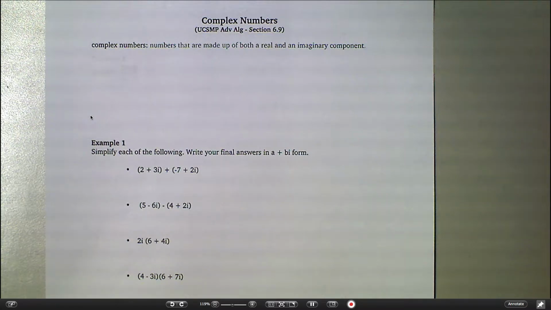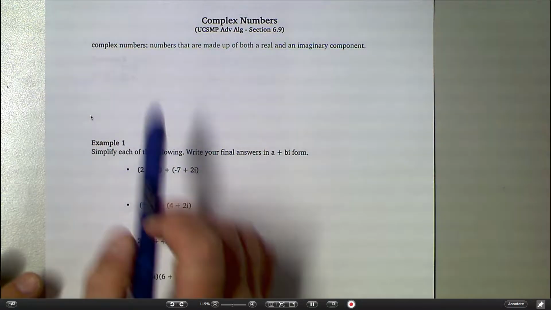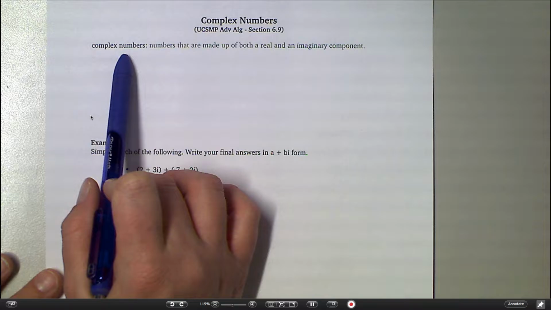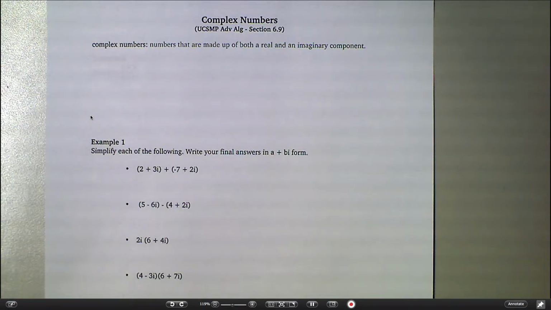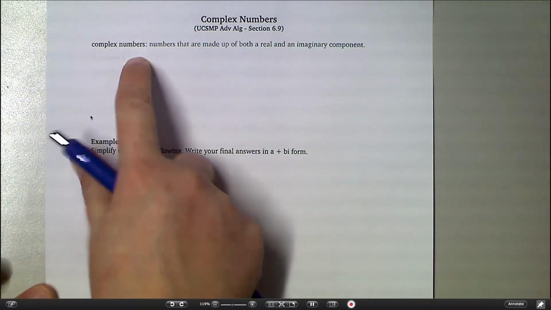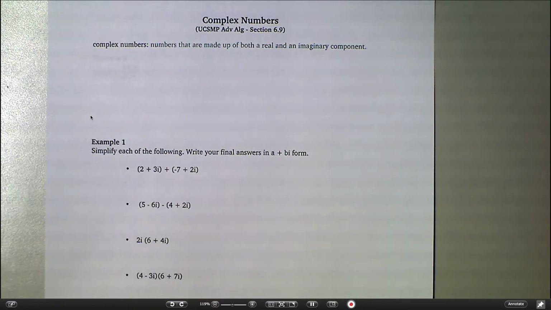Hi everyone. So today's lesson is on something called complex numbers, and this really isn't anything new. It's just taking what you learned yesterday with the imaginary numbers and combining it with the real number system. So you'll see here in our definition, a complex number is a number that's made up of both a real and an imaginary component. And what's kind of weird about these things is we call them numbers, but to you they're going to look more like an algebraic expression. It's not just a single number.